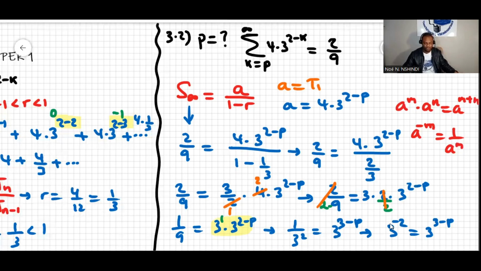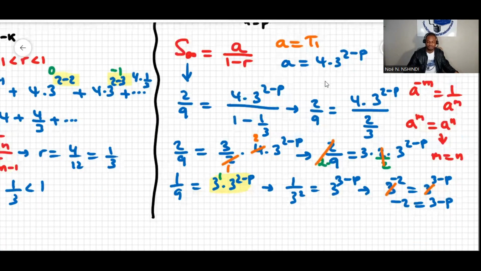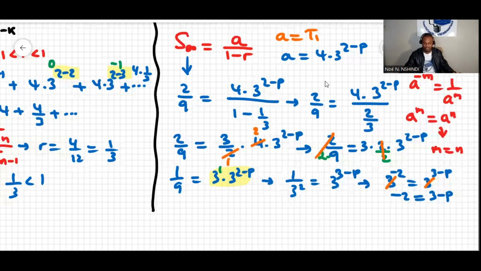Now, another law of exponents says that if you have a to the m equal to a to the n, this implies that we're going to drop the bases and then equate the exponents. This is what we're going to do. In this case, we're just going to drop the bases here and then make -2 equal to 3 minus p. I'm going to move this a little bit up there. So if I move -p over, it becomes positive p. And then I move -2 over, it becomes +2, and then we have p equal to 5. That's the value of p.